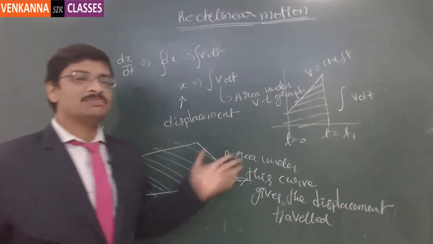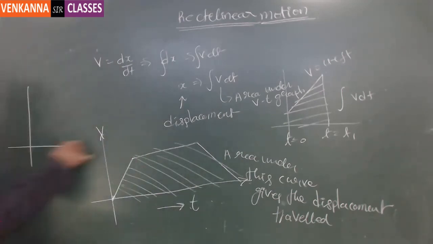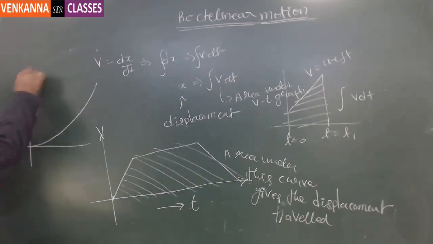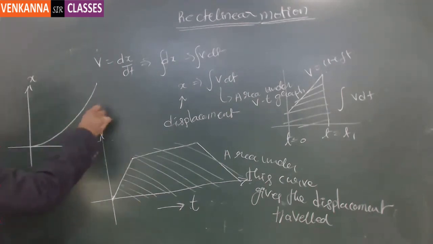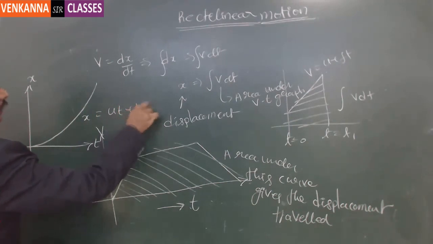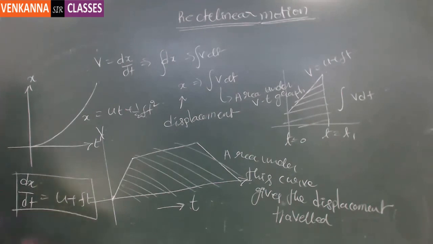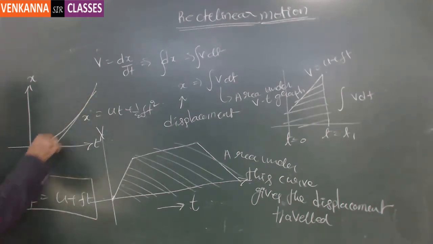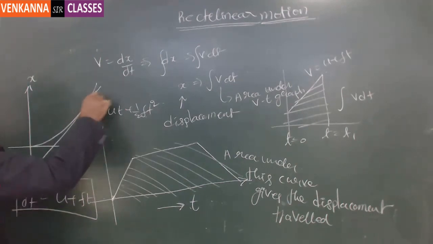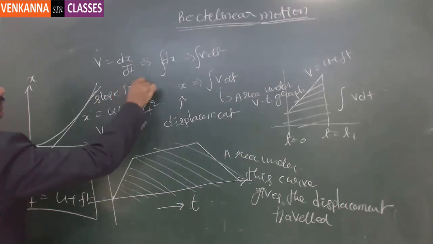And then the displacement versus time graph is this one. So this is x and this is t. Now x equal to ut plus half ft square is this graph. If you take the derivative of this, dx by dt is equal to u plus ft. So this is dx by dt, which essentially means the slope of the curve. If you take the derivative of this x graph with respect to time, which is nothing but the slope, this slope will give the velocity. Slope is the instantaneous velocity.